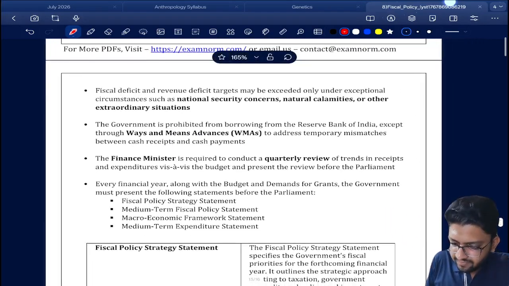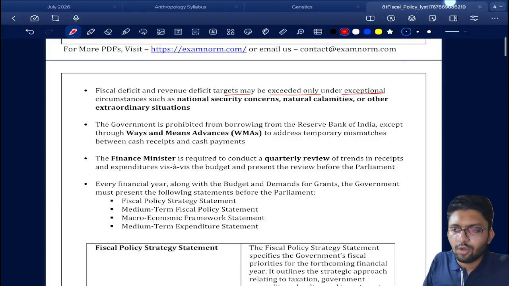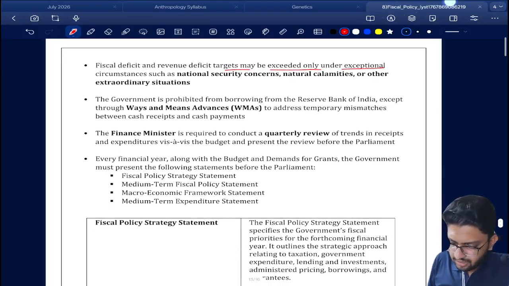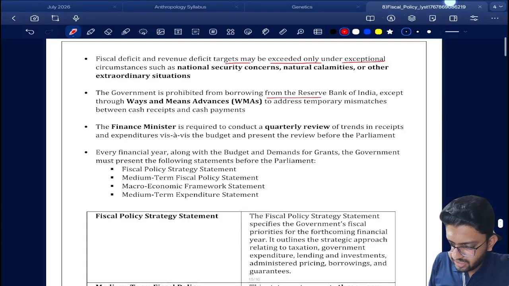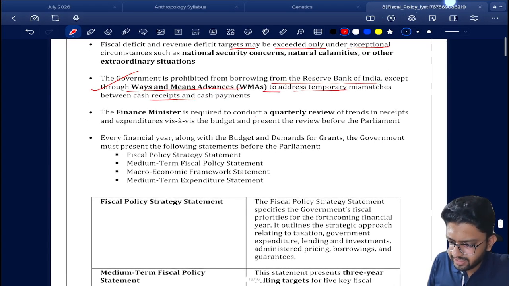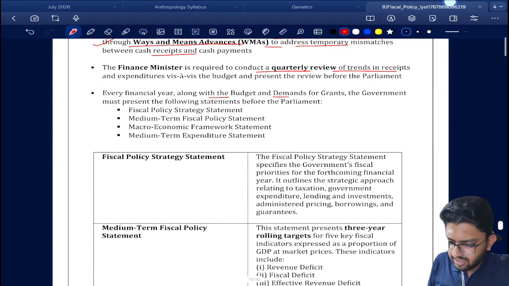Fiscal deficit and revenue deficits may be exceeded only under exceptional circumstances like war or any natural calamity, etc. Then we have government is prohibited from using RBI except through ways and means advances to address temporary needs. That means it is prohibited from printing excess money to finance budget deficit or fiscal deficit. Finance minister is required to conduct a quarterly review of trends every financial year along with budget and demands for grants of the government. Okay, fine.